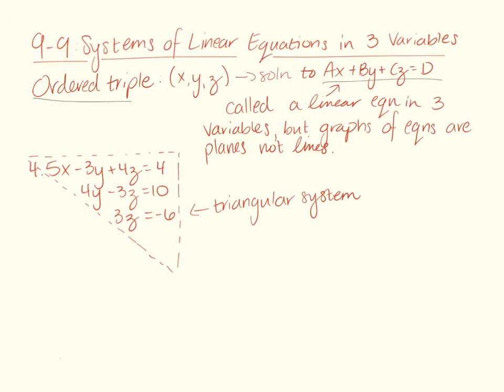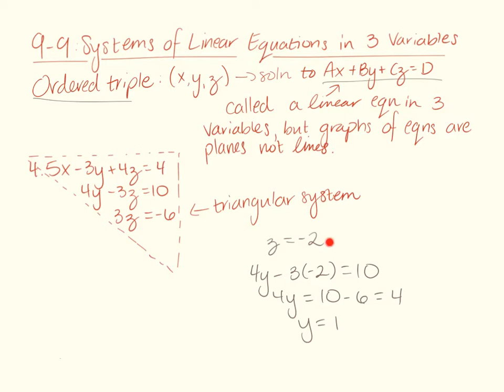So first thing we have to note is that if you see here in this last equation, we've only got one variable equal to a number. That means we can solve for z automatically. So if we were to divide both sides by 3 in that last equation, we'd get that z is equal to negative 2. And then if you look at the second equation, we've got z and y. So if we plug in negative 2 for z, we should be able to solve for y. So then we get that 4 times y minus 3 times negative 2 is equal to 10. 4y is equal to 10 minus 6, which is 4, so y is equal to 1.